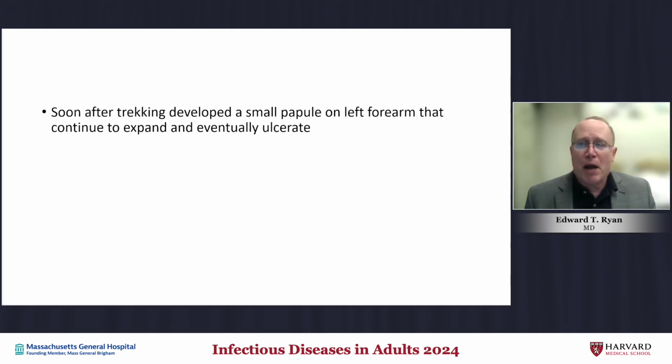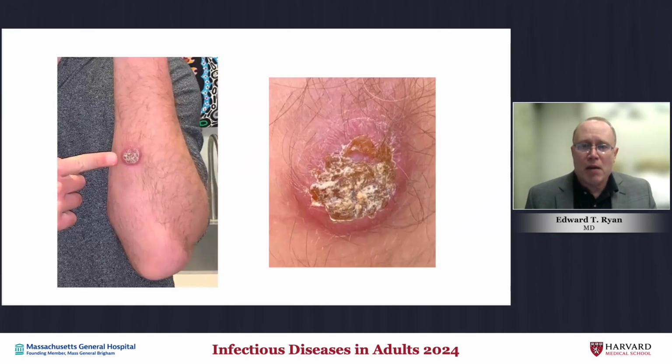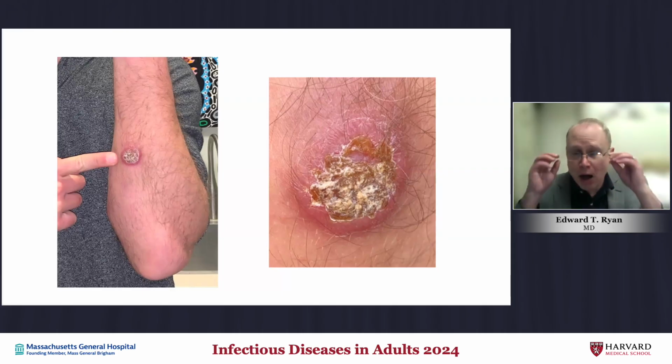He develops a small papule in his left forearm. You'll see a photo in a second, and it continued to expand and eventually ulcerate, and that's what he came in with. He'd had it for about 3 to 4 months at this point. People usually take a while to come in because they think it's just some sort of ditzel or something, but it's painless. They're asymptomatic, and especially if it's in a part of the body they don't see every time they take a shower, they come in late. I'm always amazed that it usually takes them a couple of weeks or even months to come in.